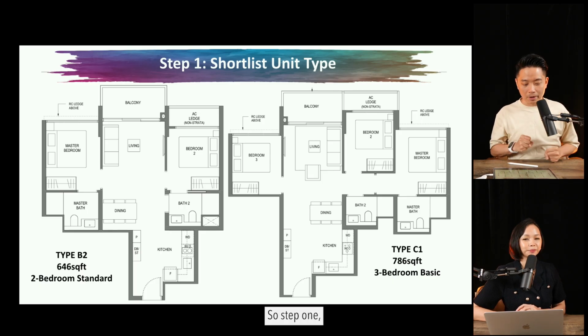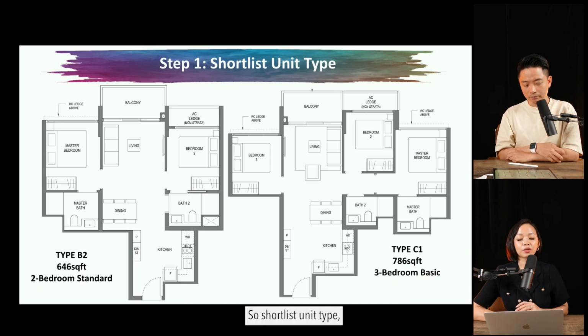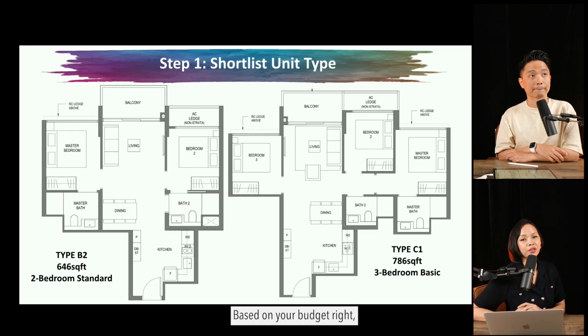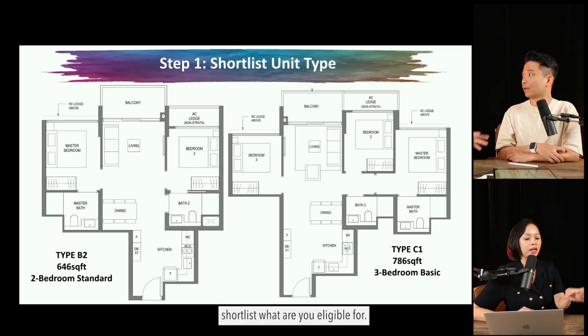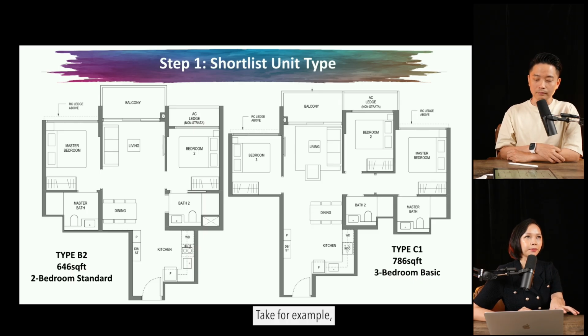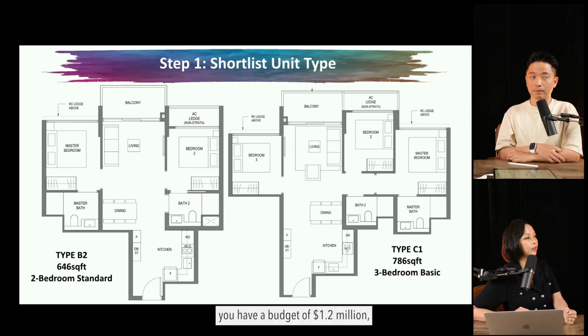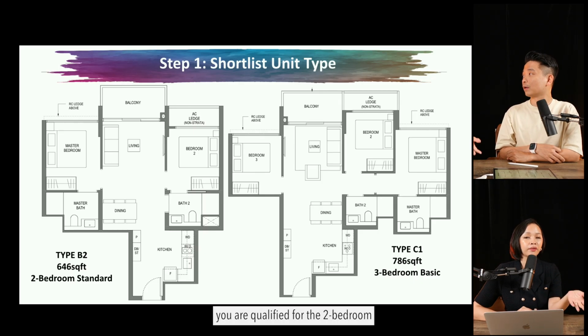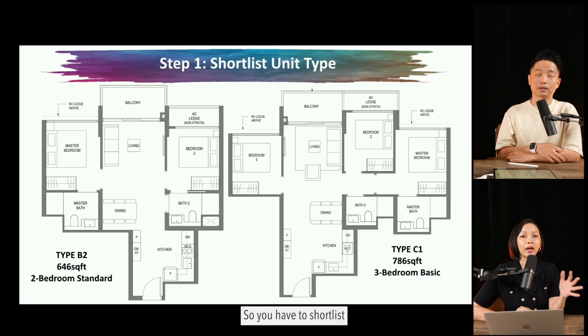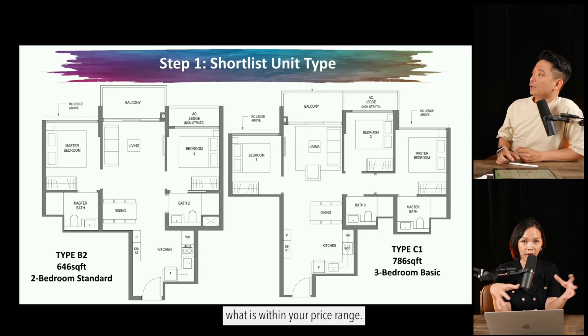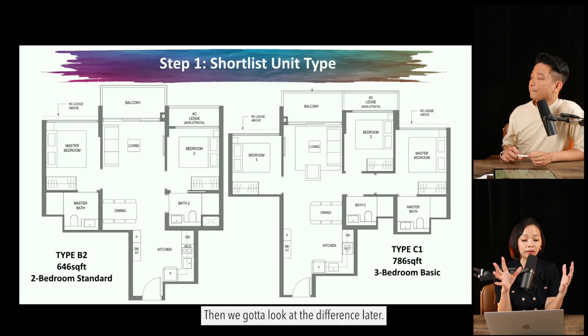So step 1, shortlist unit type. What do you mean by this? Based on your budget, shortlist what you are eligible for. Take for example, you have a budget of 1.2 million. For 1.2 million, you are qualified for the 2-bedroom and also the 1-bedroom. So you have to shortlist what is within your price range. Then we look at the difference later.